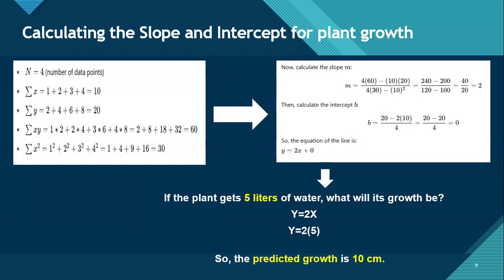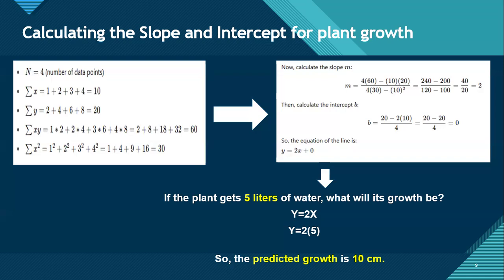So calculating the slope and intercept of the plant growth. In the data set given, we can see we had 4 data points. So when we calculate the slope of that, we get 2. And when we calculate the intercept of that, we can see as the graph is directly proportional, it is passing directly through the origin, or the center. So the b intercept is 0. So this equation of the line y = mx + b simplifies to y = 2x.